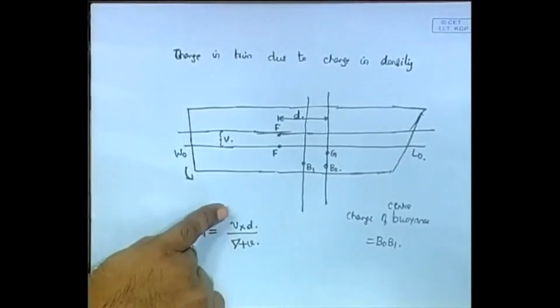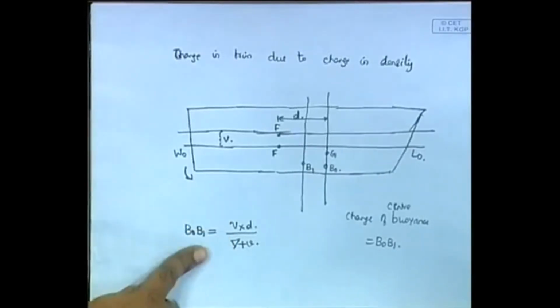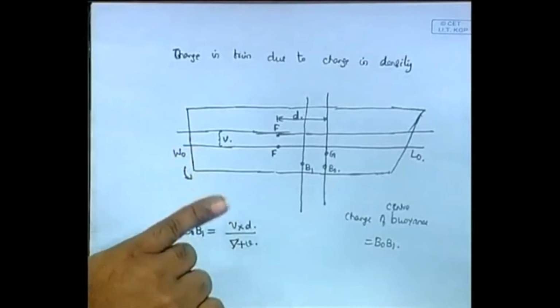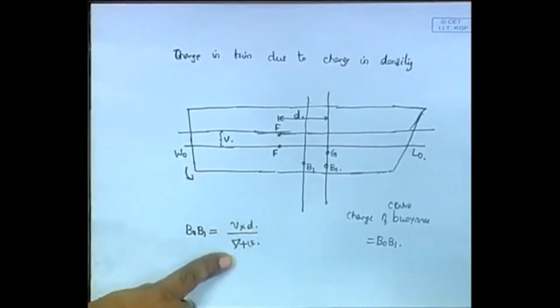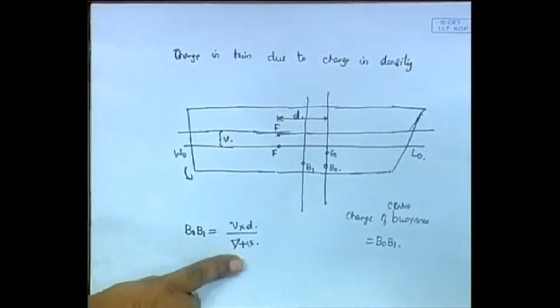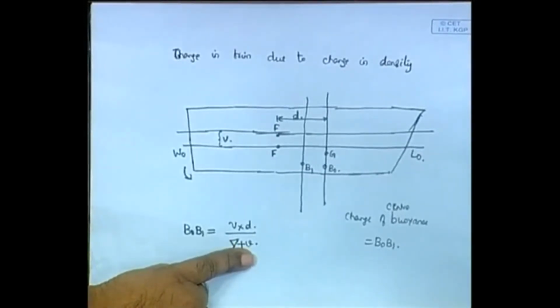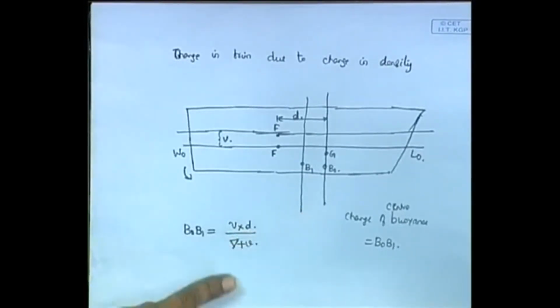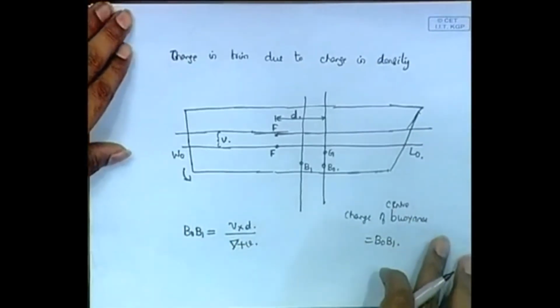It's just like the center of gravity. Center of gravity has shifted from G0 to G1 by that same thing. Del is the volume of the ship, the initial displacement of the ship. So del plus V is the final displacement of the ship, or the displacement volume of the ship. So V into d, this will give you the shift in the center of buoyancy.